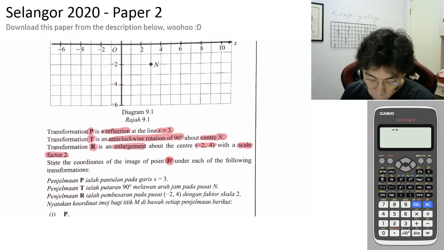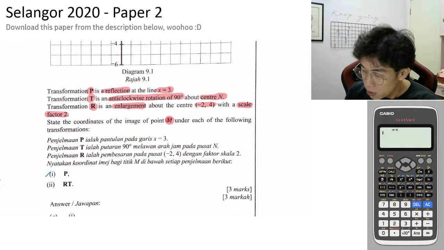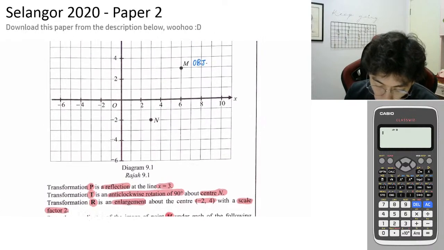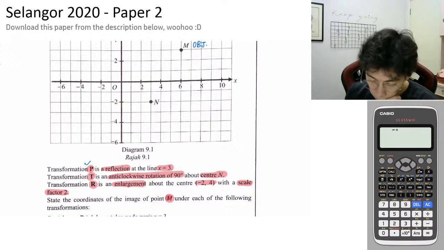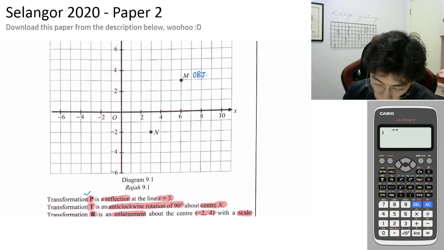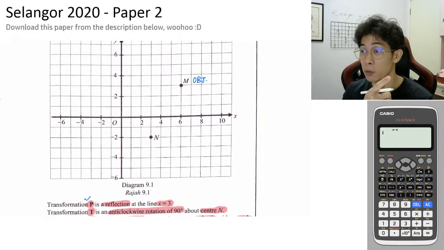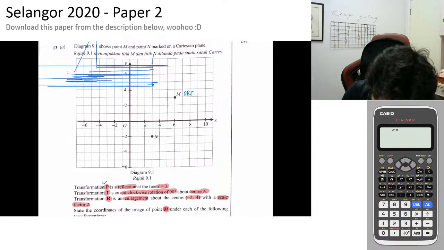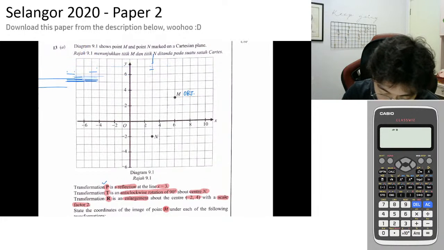For each of the following, the first one they say do P first. Let's do P. P is a reflection. So let's do x equals to 3. Remember the x equals to 3 that we do just now. So x equals to 3, you go 3, draw a line there. So many lines. X equals to 3.